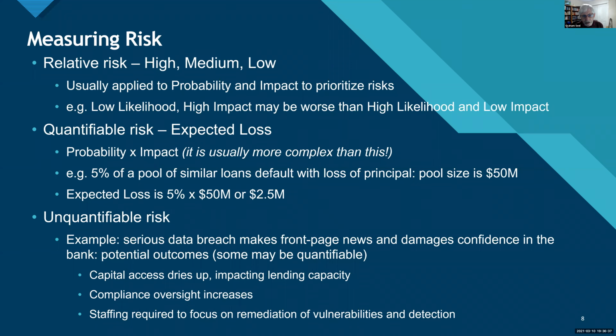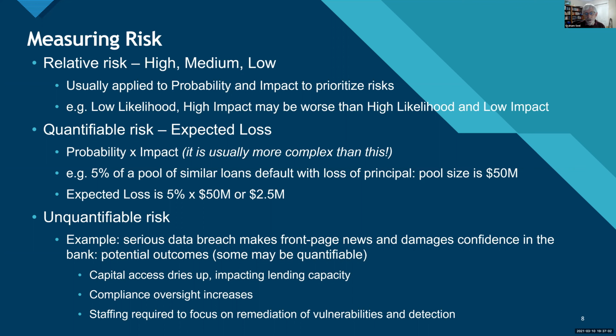I used a similar example to this earlier. I actually did this. We've got a pool of similar loans, and there's a 5% chance of any one of them defaulting. Then over the whole pool of loans, with a $50 million pool size, we have 5% times $50 million, or $2.5 million as the risk.